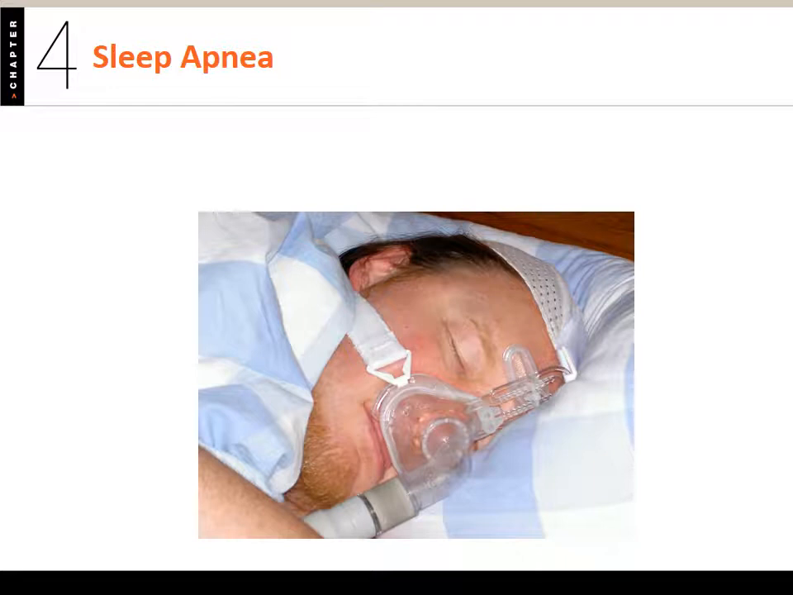So the positive airflow, the air pressure, forces the air into the lungs. So if they stop breathing, their lungs are still getting fed. That's number one. But number two, if their airway is being choked off, collapsed, it forces that to stay open too. So the breathing machine here, the sleep apnea machine, or they call it the CPAP, is a very useful tool for a lot of people.